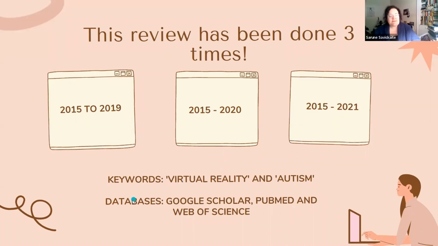We used the same databases, just very broad ones: Google Scholar, PubMed, and Web of Science, and broad keywords such as virtual reality and autism. But it was very evident that the journal articles have increased nearly double over the past few years. So it's very evident that the research in this particular area is really taking off.